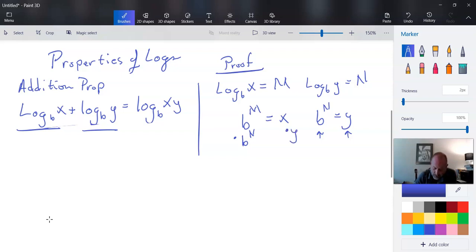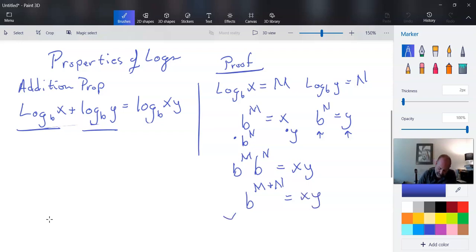Because b to the n is equal to y, we are still multiplying both sides of this equation by the same value, right? So that's a legal move, which means that b to the m times b to the n is equal to x times y, right? And here's where the magic happens, because we're using rules of exponents. Since I have like bases here, this is now b to the m plus n is equal to xy.